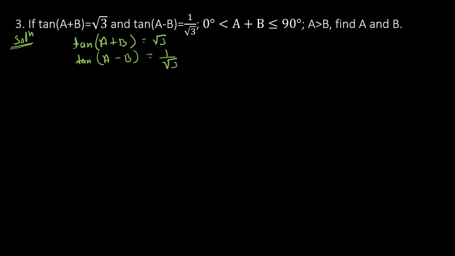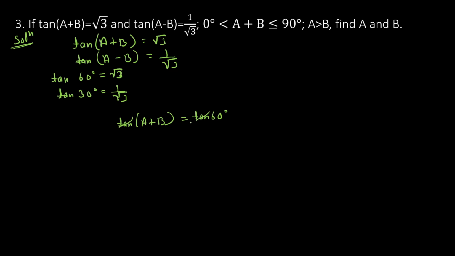Now let's do it. So we can see that tan(A+B), we don't know the value, so we will take tan whose value is root 3. Tan 60 degree equal to root 3 and tan 30 degree equal to 1 by root 3. Now you can see that we can write it like this: tan(A+B) equal to tan 60 degree.